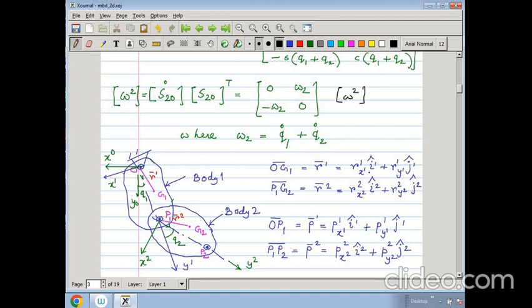But which is changing with time? The direction of the unit vectors is changing with time, but these magnitudes are not changing with time. The direction of the unit vectors I2 J2 is also changing with time, but these magnitudes are not changing with time. So you have to carefully check which one is changing with time and which one is not.